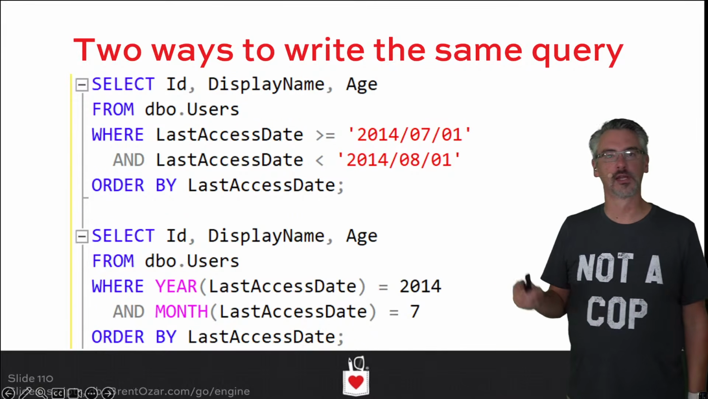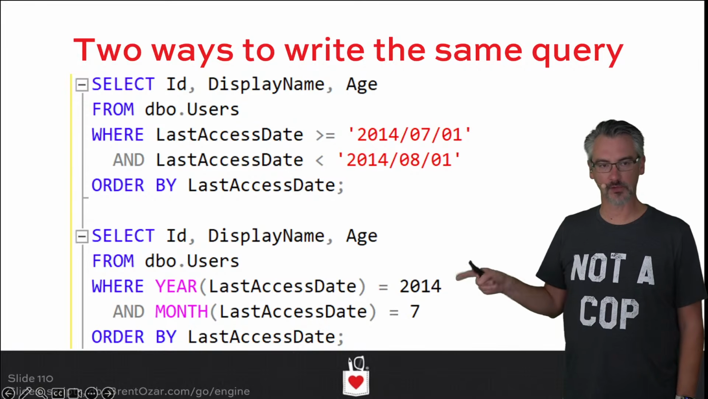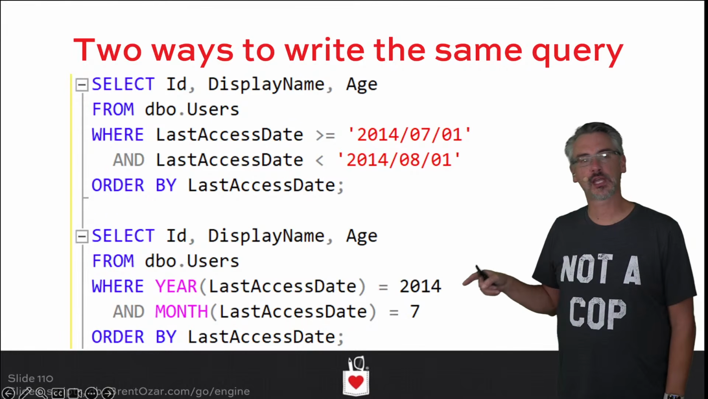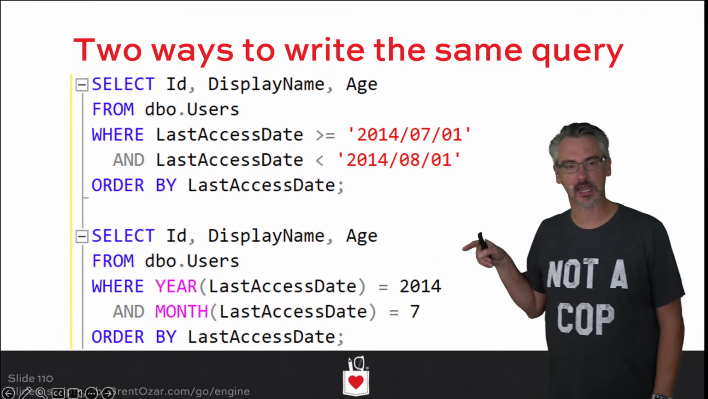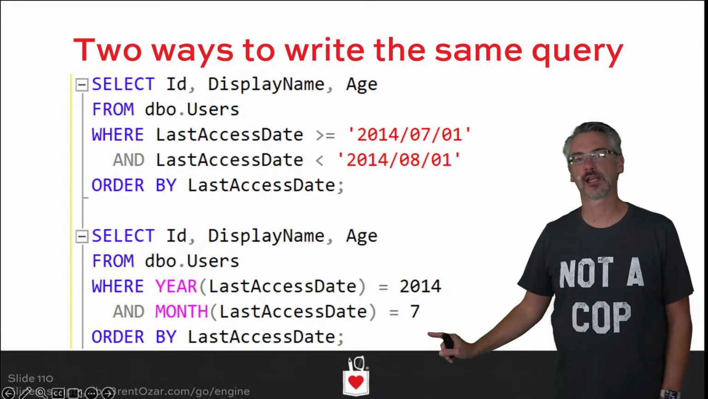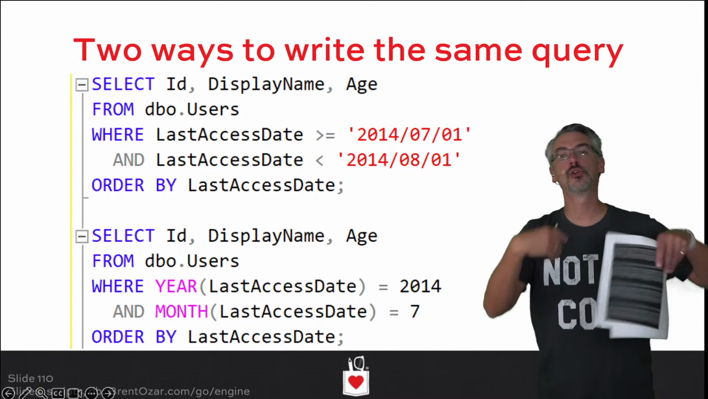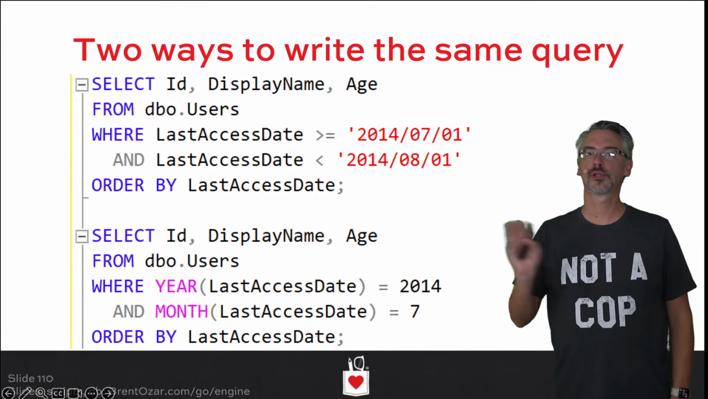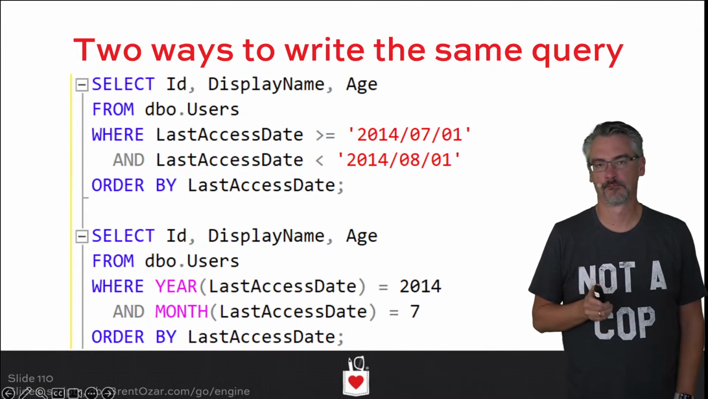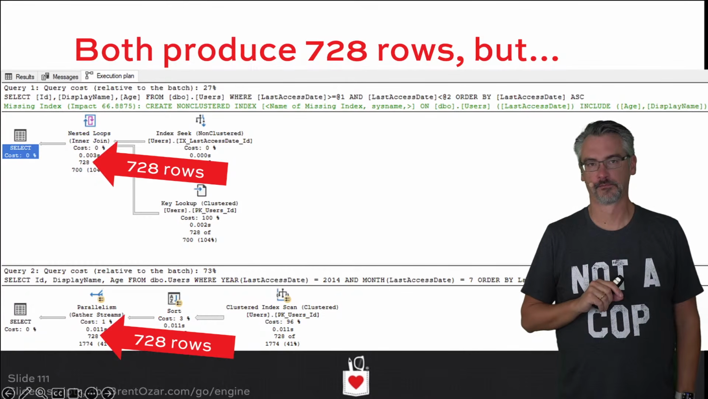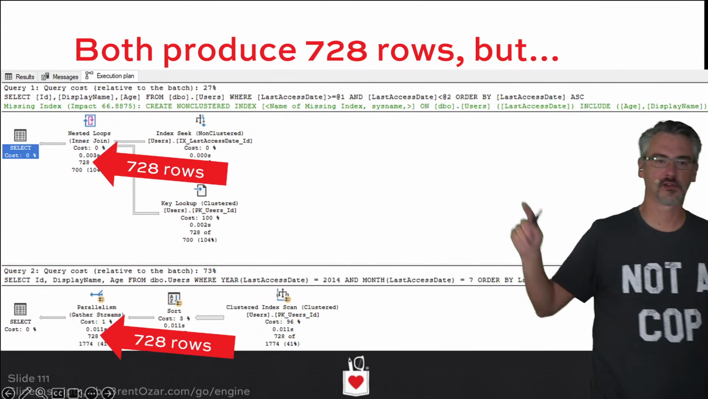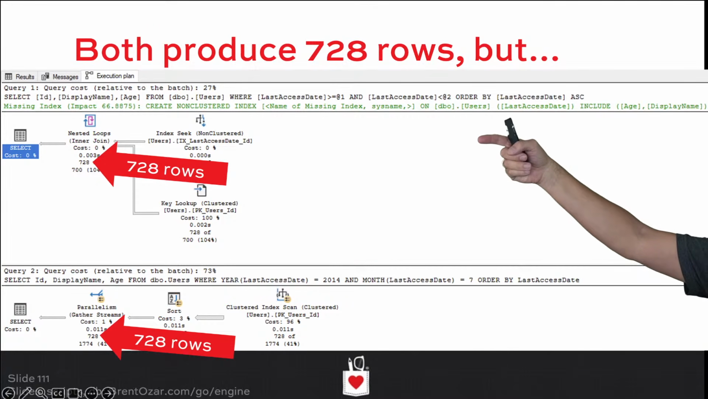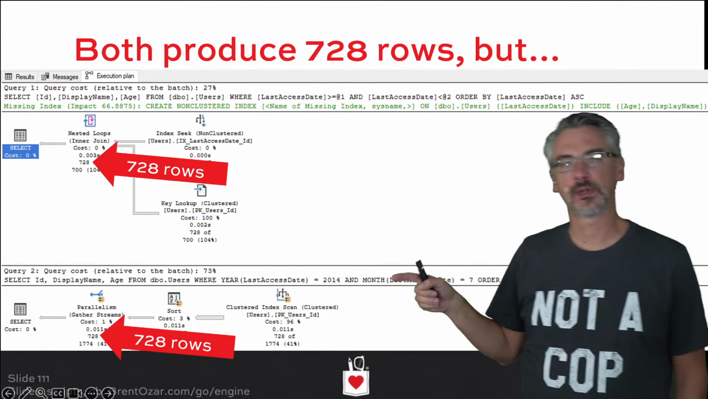You and SQL Server have had a little bit more to drink. So unfortunately, or as I should say, SQL Server and me, I guess, have had more to drink. Here I'm saying go look where the year of last access date is 2014 and the month of last access date is 7. You and I understand that those two things produce exactly the same data. SQL Server doesn't. There are two different execution plans here. One of them does an index seek. The other one reads the whole table.